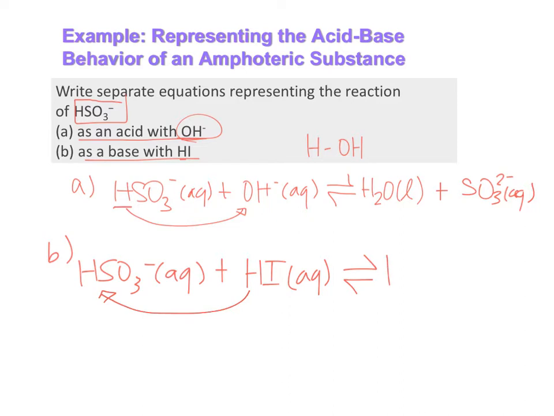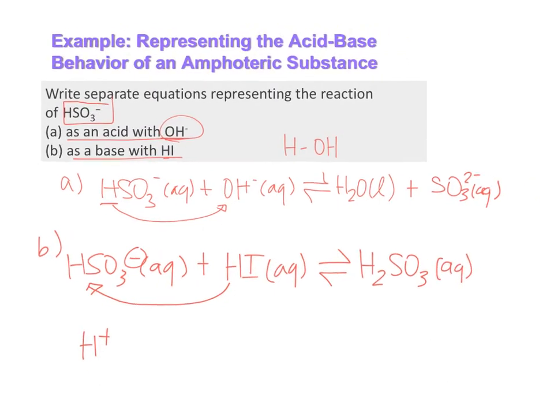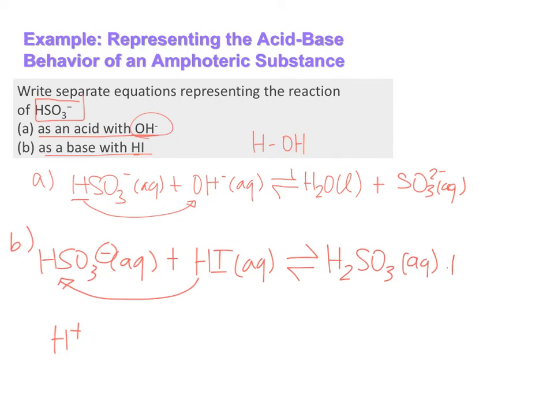So what you end up getting is H2SO3, and that takes away that charge. Remember, protons are positive. So if you have something with a charge and you add a proton to it, it's going to make it neutral. This is aqueous. And then we end up having that iodide ion on its own. Everything's aqueous. So here we wrote the two different representations of this amphoteric substance and how it can act.